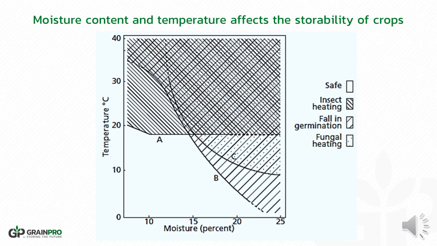Higher temperature also favors more agents of spoilage, including fungal growth and microbial activities. Recommended moisture content must be checked according to the prevailing temperature in a given location.